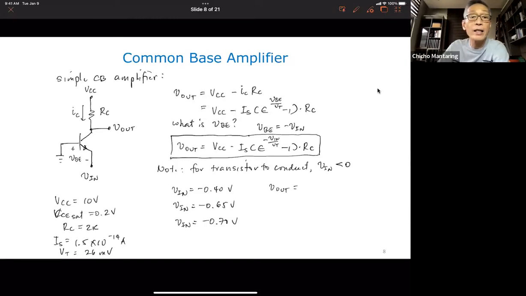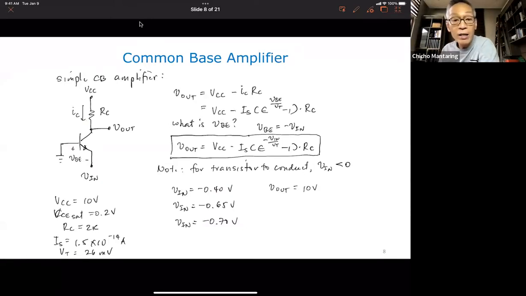So I'll take a look again at the chat. Okay, so far so good. Yes, no? Just like in the common emitter, V in is negative, but it is not negative enough to make this forward biased. So your transistor will be cut off, IC will be approximately equal to 0, and V out will just be equal to VCC, which is 10 volts.